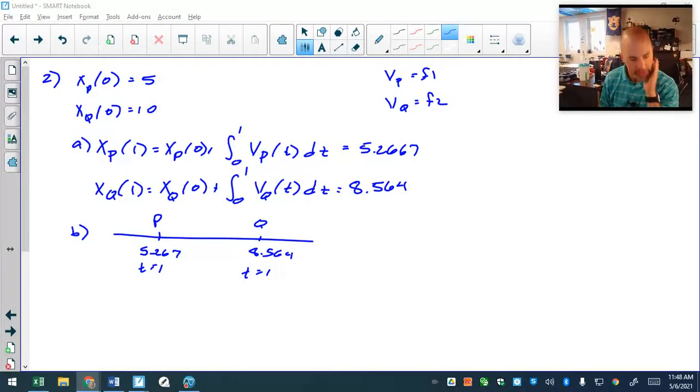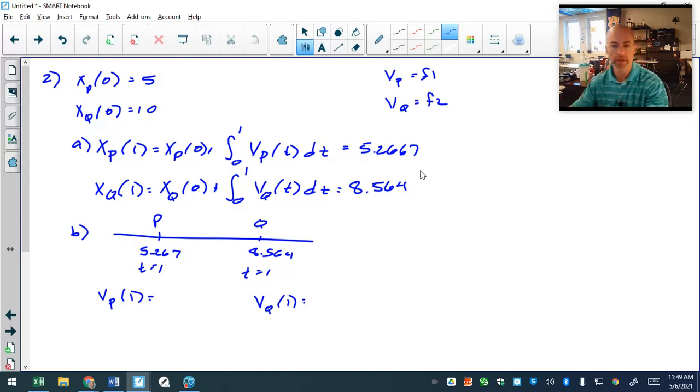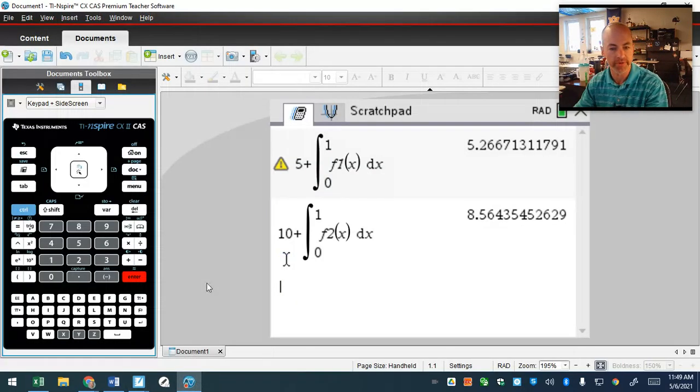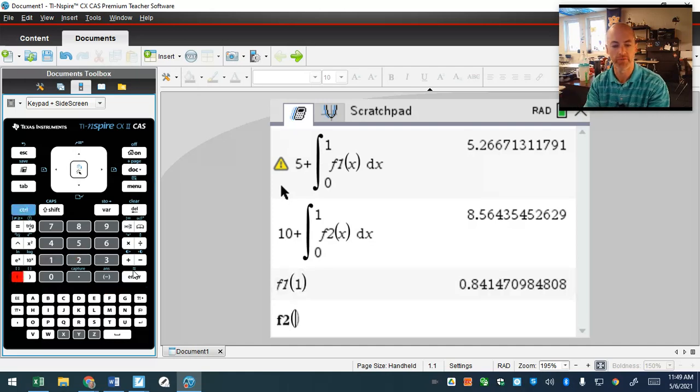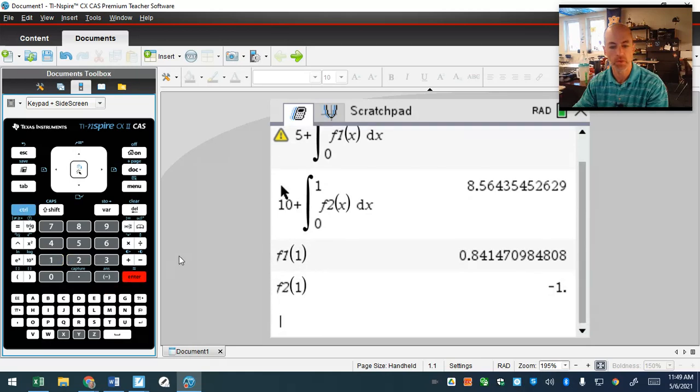Okay, I had a brief interruption there. So we know where P and Q are. I need to find out what direction they are moving, and to find the direction of travel, we're going to find the velocity of P at time 1, and then we will find the velocity of Q at time 1, and those will be computed in the calculator. Now remember, the velocity functions are what was provided. So my velocity of P is F1 of 1. And F2 of 1 is my velocity of Q.